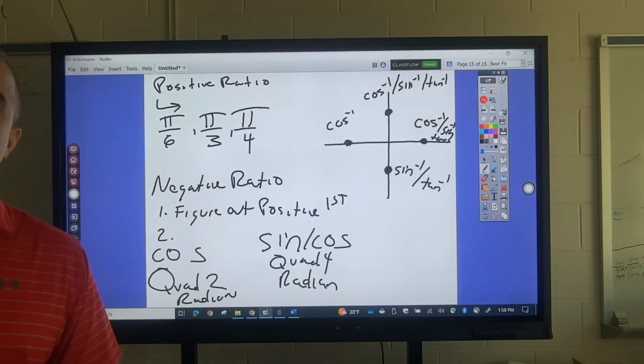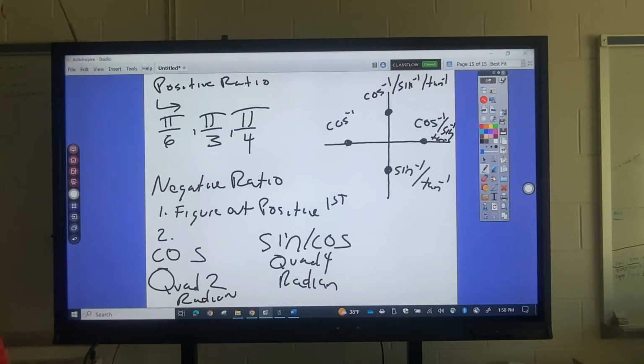Inverse takes a little bit of work, but if you go through your formative and practice that, you should be okay.